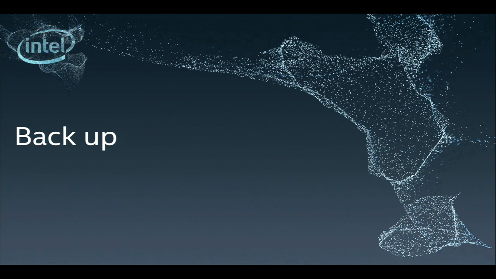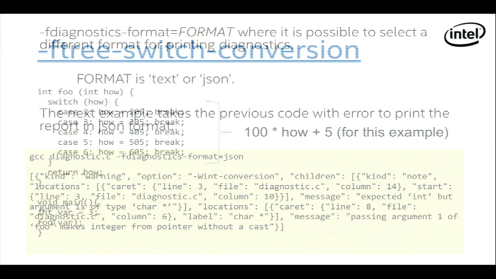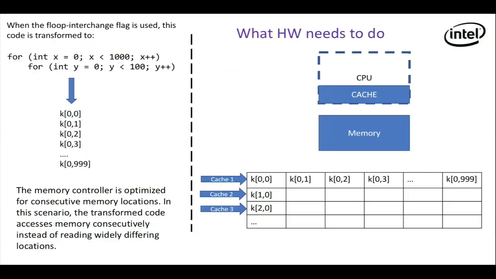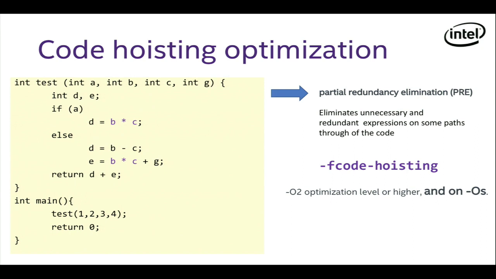Thank you. What's the difference between the code hoisting optimization and the standard common subexpression elimination? Oh, yeah, that's a good question. So code hoisting tries to, for example, detect these kinds of uses of a multiplication, assign it to a variable, and split it into maybe two or more, but using a lesser amount of variables.